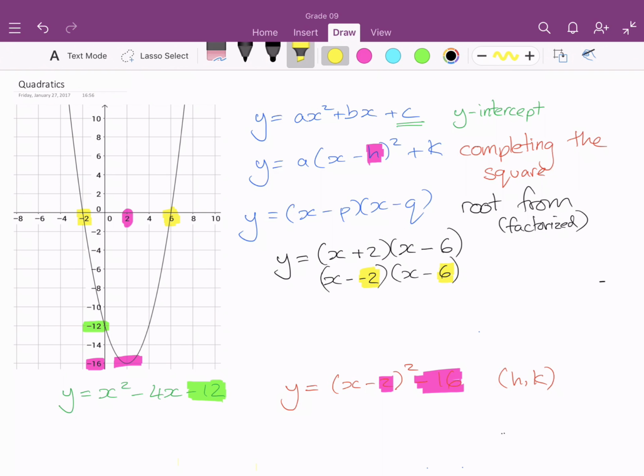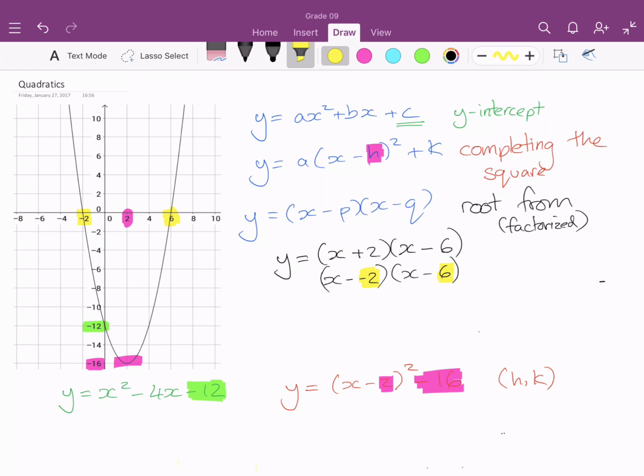And then finally, we have the root form, or the factorized form. In this, as we said here, it takes x minus p and x minus q. And this shows us where it cuts the x-axis, and that's when y is 0. So we cut the x-axis at minus 2 and 6, and we can see here from our factorized form, x plus 2, x minus 6. And that's actually our minus 2, and we can see our 6 there. So we just have to be careful.